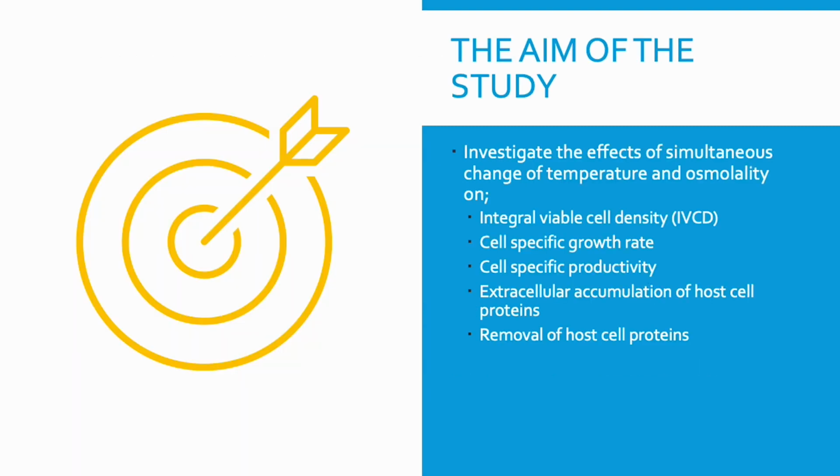In order to answer these questions and to study which upstream condition involving these two parameters could potentially minimize the level of host cell protein at the end of the cell culture, my study focused on investigating the impact of simultaneous change of temperature and osmolality not only on the cell culture performance, that includes integral viable cell density, IVCD, cell growth rate, and cell productivity, but also on the extracellular accumulation of the host cell proteins and how these host cell proteins were removed in the downstream process.